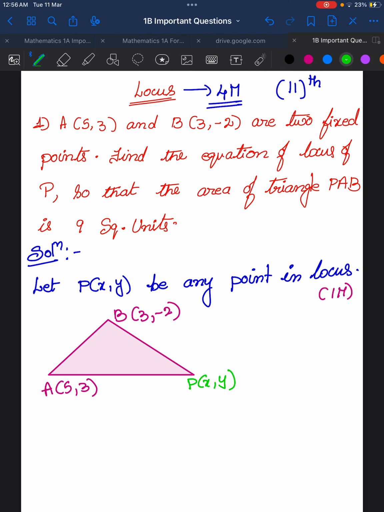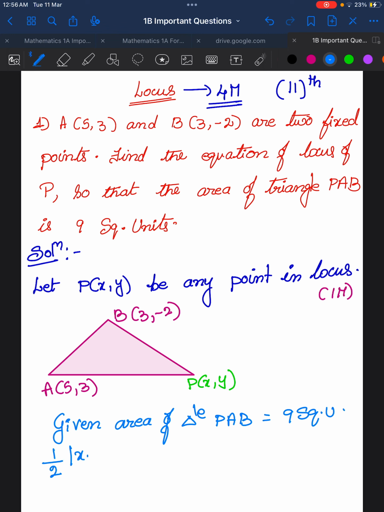Do you know the formula for area? You must remember the area formula. Given: area of triangle PAB is equal to 9 square units. What is the formula for area? Half mod of x1 into (y2 minus y3) plus x2 into (y3 minus y1) plus x3 into (y1 minus y2). This is the formula for area.